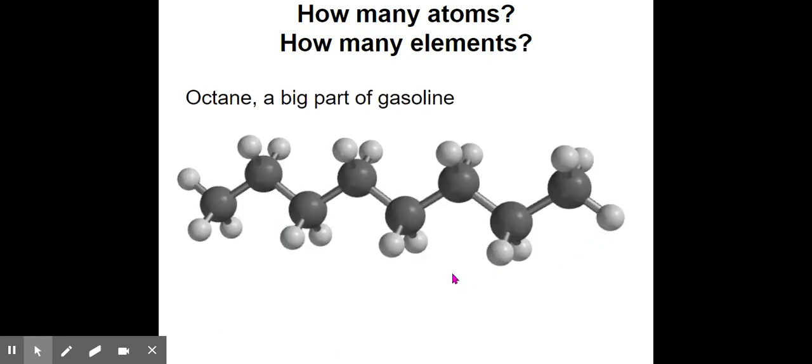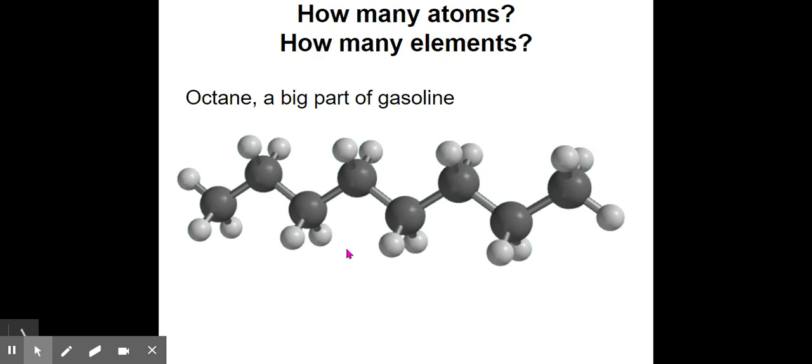Octane, a big part of gasoline. So how many atoms, how many elements? Let's look and see. So how many elements? First, the easy one. Well, there's 2. There's these grayish black ones and these little white ones. Okay, so it's 2 kinds, 2 elements.